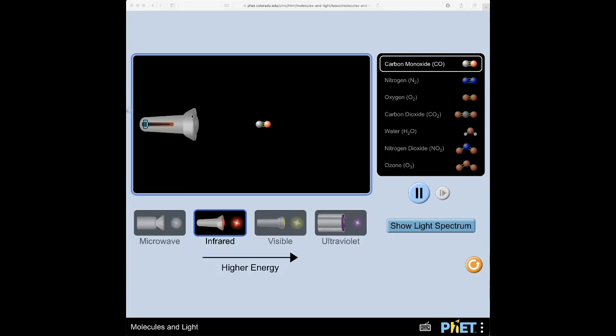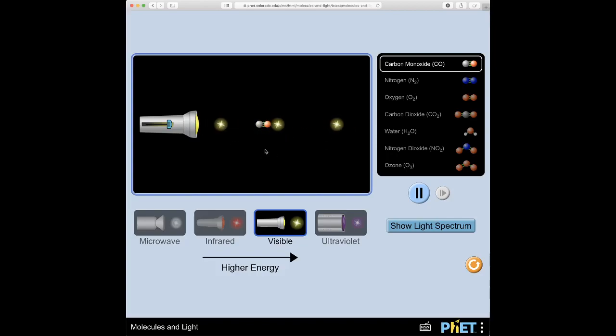It'll look like this. What we have here is a flashlight that I can turn on by dragging the slider over here. The molecule that you see in the center of the screen can be any one of these that I can select over here. So I can make it carbon monoxide or nitrogen or oxygen or carbon dioxide, water, that kind of thing. And then I can turn on the light and make it visible or infrared. The first thing I'll do is turn on the visible light, so the photons that come out of the flashlight will be visible. I'll turn them on and see what happens to carbon monoxide.